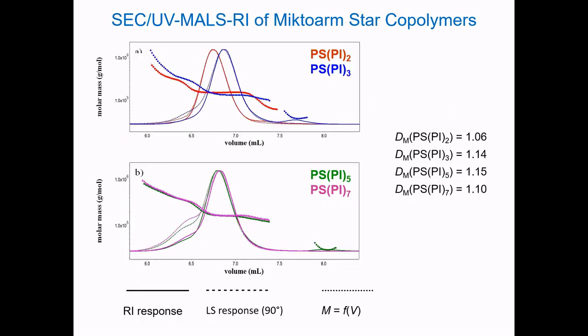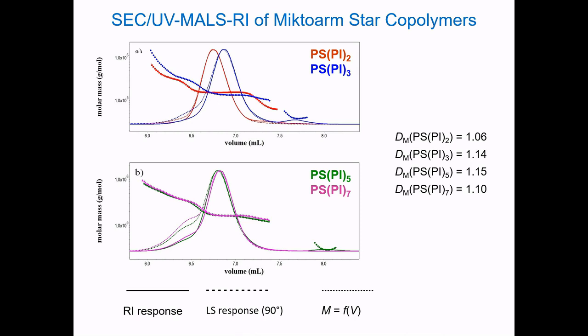First, miktoarm stars were analyzed by size exclusion chromatography coupled to a multi-detection system. SEC chromatograms of all stars reveal three distinct features. All samples exhibit shoulders at high molecular weight ends of the distribution curves, which indicate the presence of high molecular weight species in the samples. Their amount was higher for stars containing a higher number of arms.